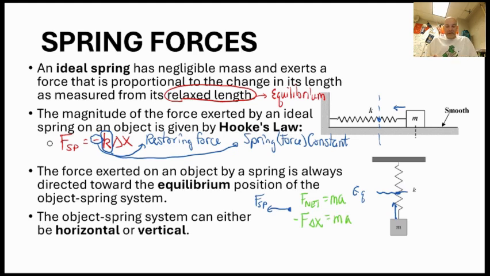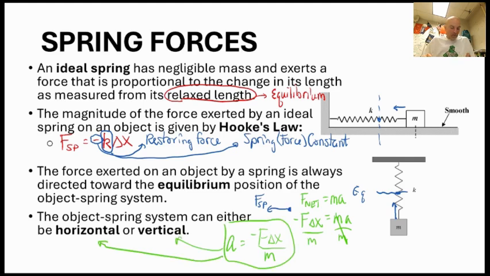Okay. And then just solve this for A. Divide both sides by M. And you'll find that the acceleration of a spring is F delta X divided by M. And this works for both horizontal or vertical.